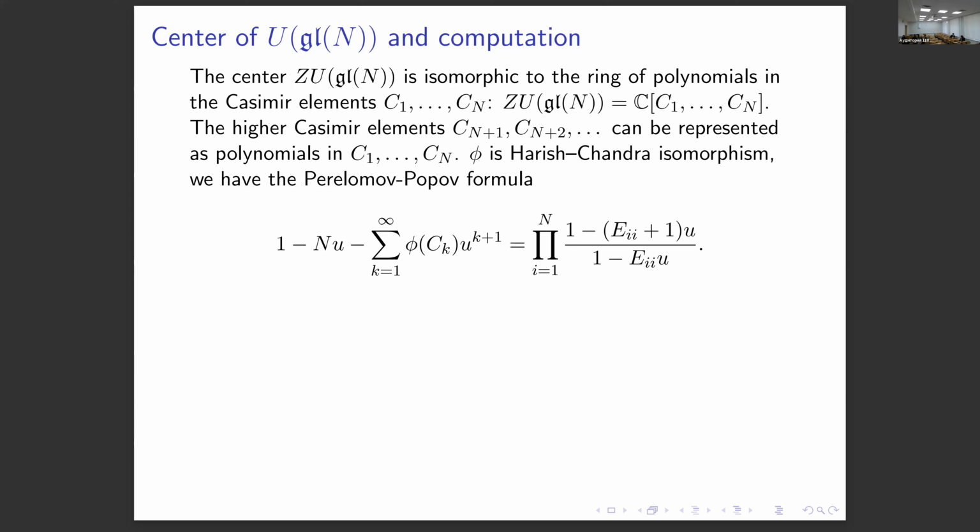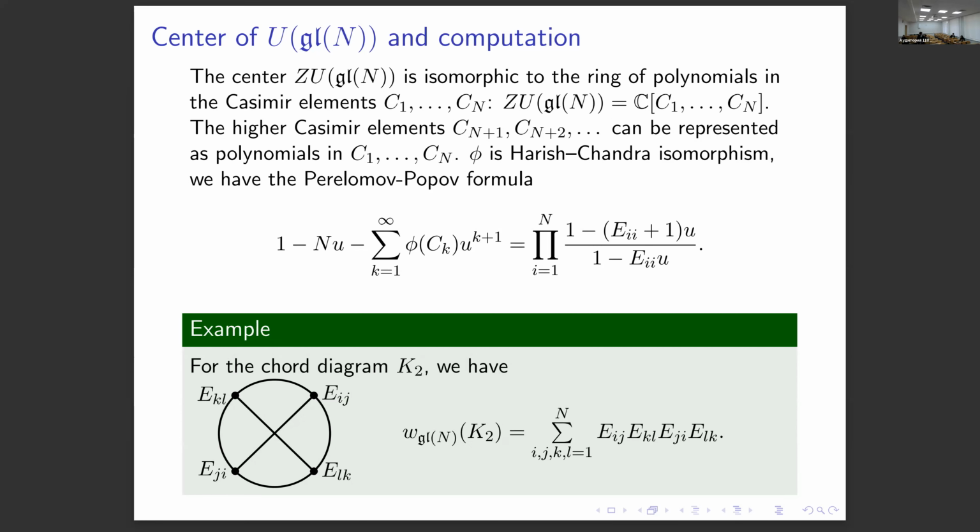And next, I'm going to show you, based on the definition of the Lie algebra weight system, how to calculate this for a chord diagram. So here is another, a little more complicated chord diagram with two chords, and these two chords cross. I'm going to show you how to calculate this weight system for gl_N. Based on the definition, there are four endpoints, so you get E_ij E_kl E_ji E_lk, and this is an element in the universal enveloping algebra.